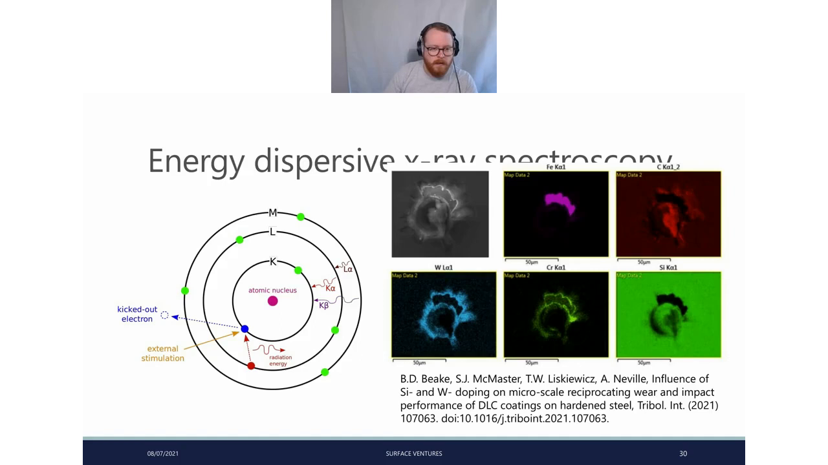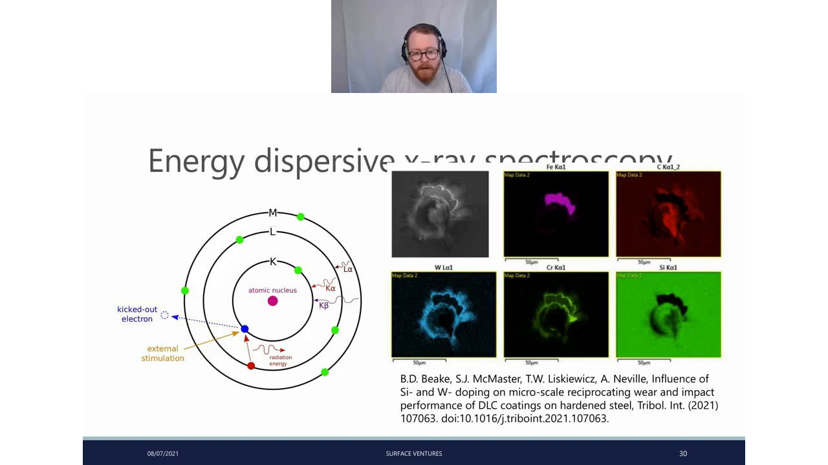We can then have energy dispersive X-ray spectroscopy. So these X-rays are generated in an electron microscope. So essentially as we get electrons moving between shells, we can get maps of what elements there are. You can do point scans, you can do line scans, you can do maps.